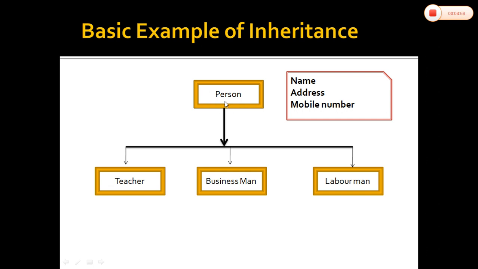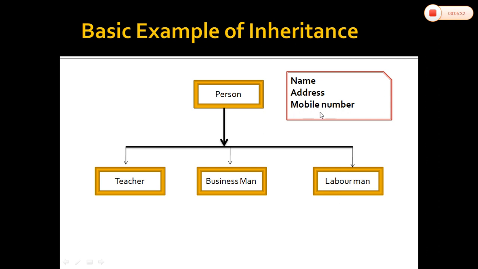where this particular person is going to inherit the values of name, address and mobile number to the derived class 1 called teacher, derived class 2 called businessman, derived class 3 called laborman, where these three classes below act as child classes of the parent class called person. This person contains the major attributes, properties or methods which are required for similar operations for the teacher, businessman as well as laborman.